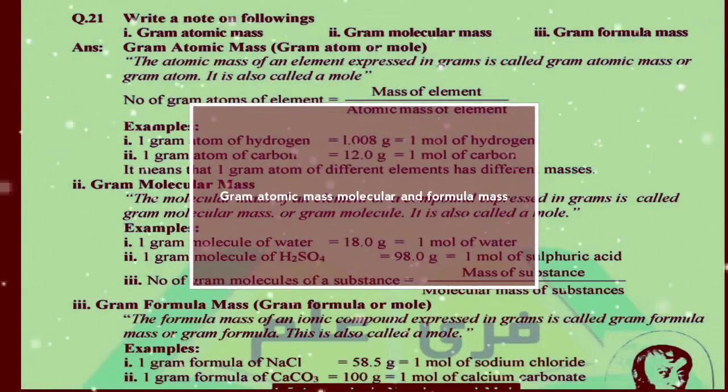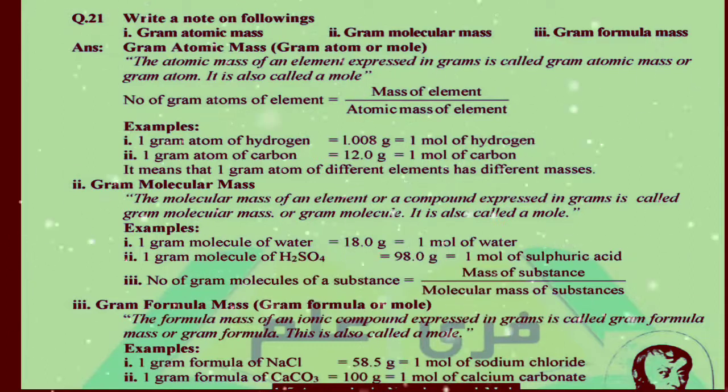Gram atomic mass. The atomic mass of an element expressed in gram is called gram atomic mass or gram atom. It is also called a mole. When we represent the atomic mass in grams instead of AMU, it will be called a mole. Or number of gram atoms of an element is the mass of the element divided by the atomic mass of the element. Example, 1 gram atom of hydrogen is equal to 1.008 gram, which is equal to 1 mole of hydrogen.